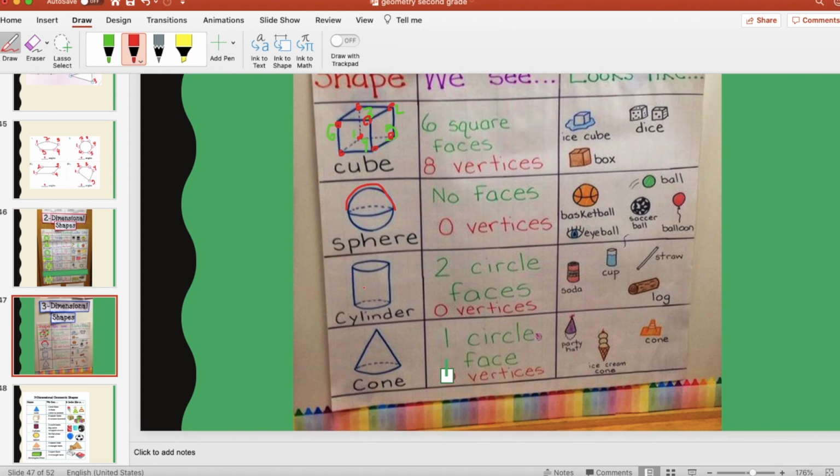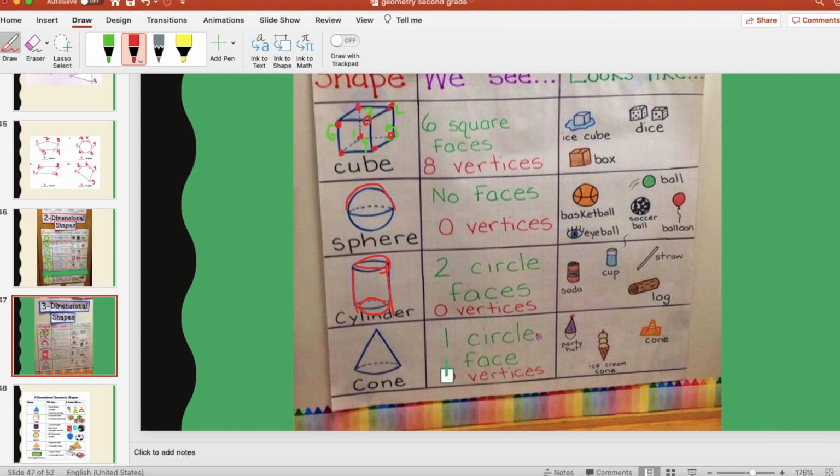A cylinder is made up of 2 circles, one at the top, one at the bottom, and then it's connected by our 2 lines. So it has 2 circle faces, but it doesn't have any vertices because this line is connecting to a circle, and remember the circle is curved, and that doesn't have a vertex. So that's why a cylinder doesn't either. Some things that look like a cylinder are a soda can, a cup, a straw, and a log.